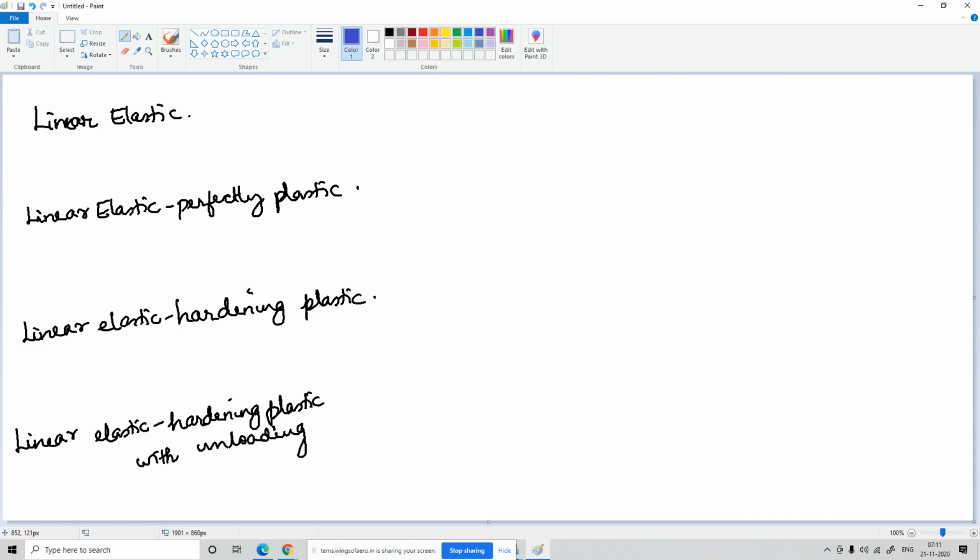So for the first one, when the linear comes into the picture, it will be something like this, and strain, which is the name itself, it shows linear, right? It will be a straight line which is a proportional line. Okay, sigma will be proportional with the strain. Then when we talk about linear elastic and perfectly plastic, okay, it will be something like this.